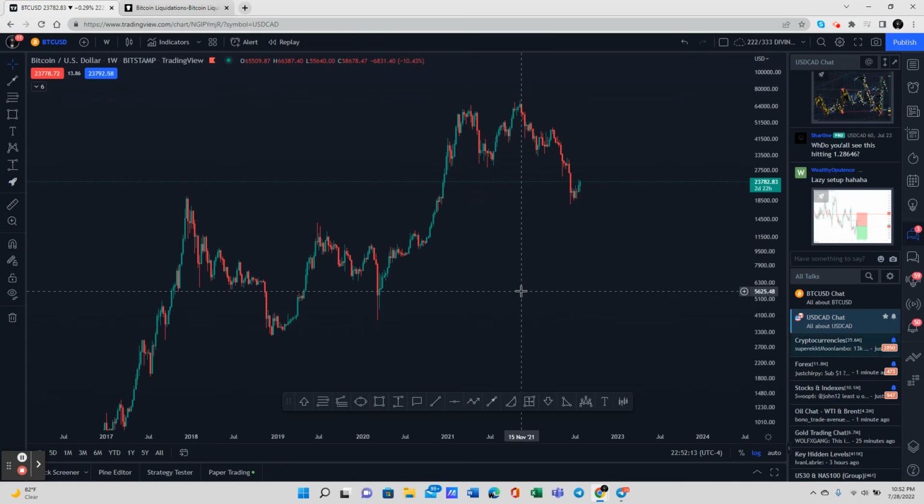Hey, good evening. So we're looking at Bitcoin USD. We're on a weekly chart, and we're just going over a trade using a principle that we use in the Forex group, which is basically looking for imbalance.